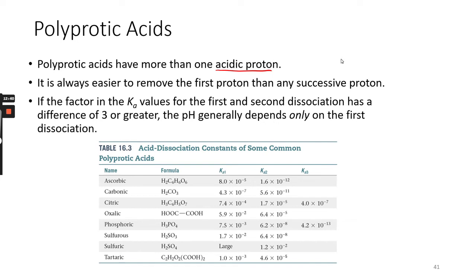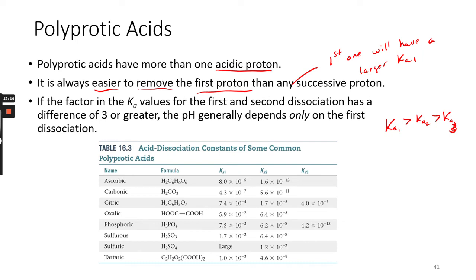What you need to know is that the first hydrogen that you remove, the first proton, is the easiest to remove. So it will have a larger Ka value, and we call that Ka1 for the first one. So Ka1 is always greater than Ka2, which is always greater than Ka3, and so on. Okay, and why is that?